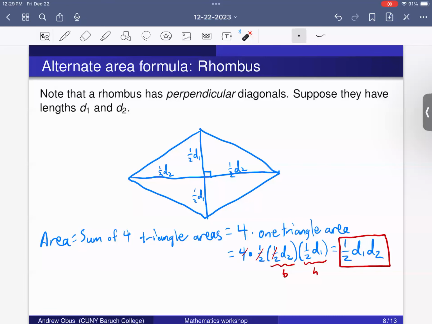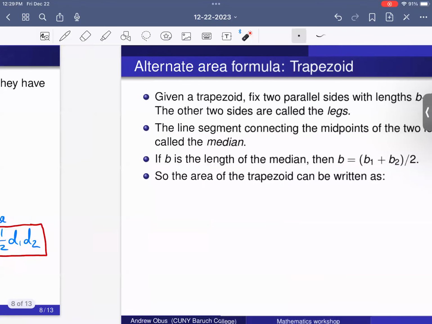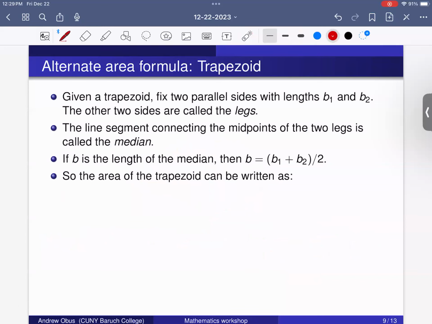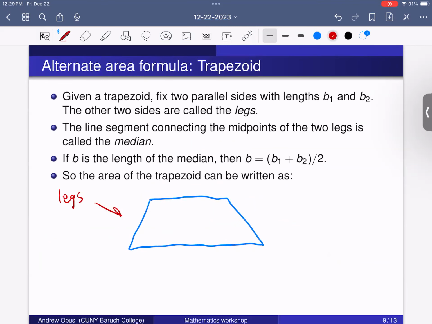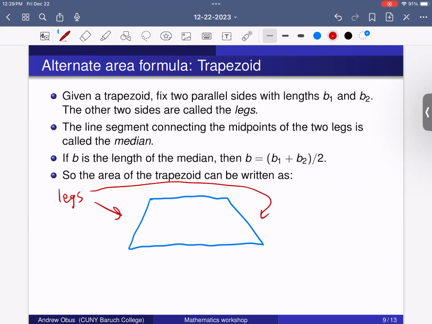Okay, we have a little bit of time left. I'll say something quickly and then maybe we'll be able to do one problem. For a trapezoid, you can also draw what's called the median. If I have a trapezoid like this, these non-parallel sides are called legs. I can connect the midpoints of the two legs. This is called the median of the trapezoid.